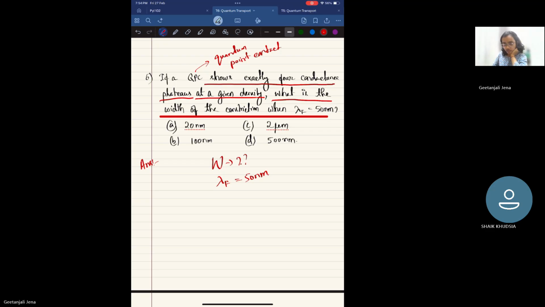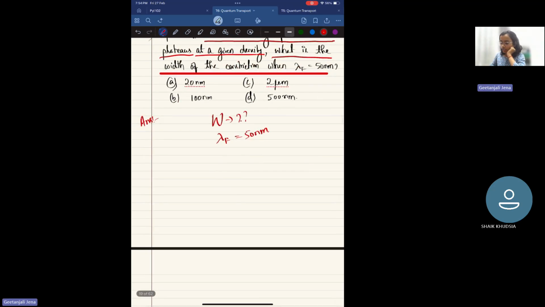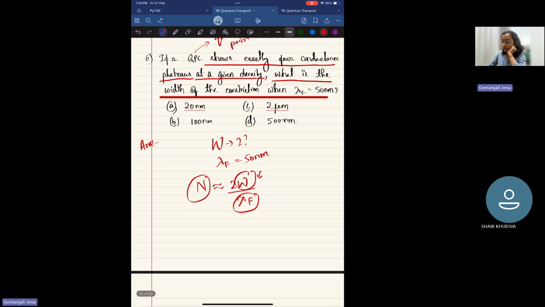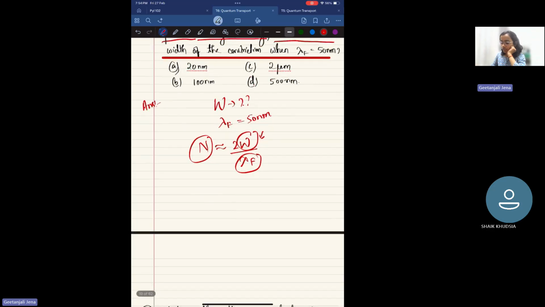Yes. You have guessed the correct formula to be used. So the number of modes has the relation N = 2W by lambda f, right? Lambda f is given, W we want to calculate, and N is also given because it's showing there are 4 conductance plateaus. That means the number of modes here is 4.